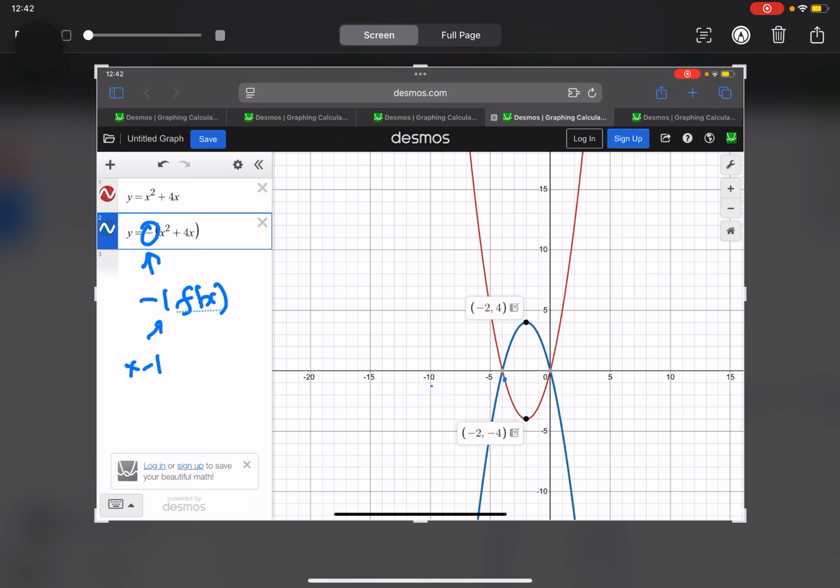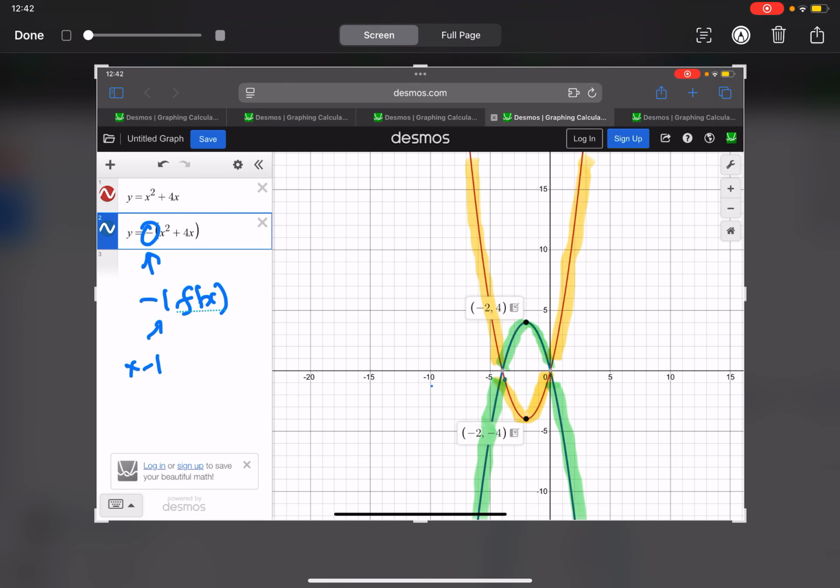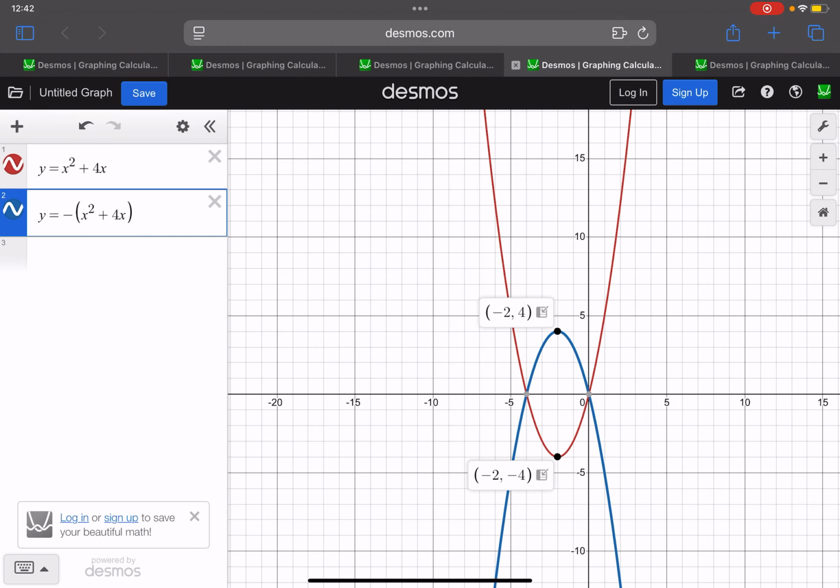So where I had all of these values here, where y was previously negative, I've just multiplied them, so now the y is positive. Whereas before, all of these values here that were positive on the original graph, I've just timesed them by -1, so they've all become negative on the transformed graph. So that minus in front of the function there is a reflection in the x-axis.